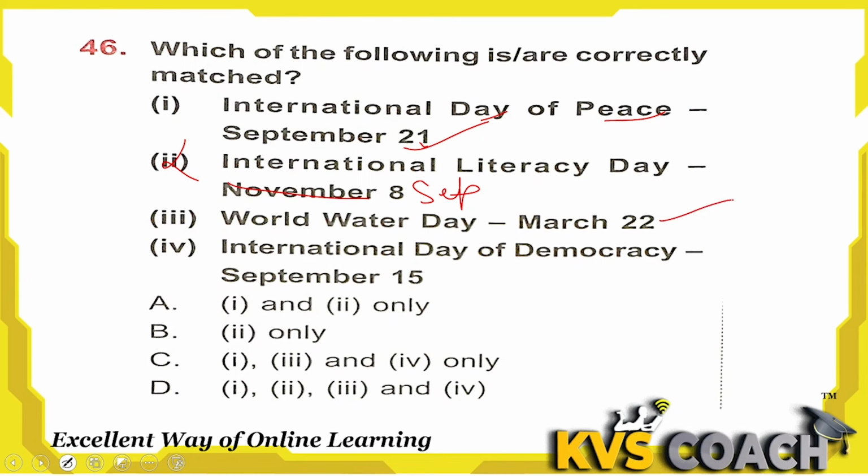World Water Day, March 22, right. International Day of Democracy, September 15, right. So only 1, 3 and 4 are correctly matched. It means option C is the right answer here.